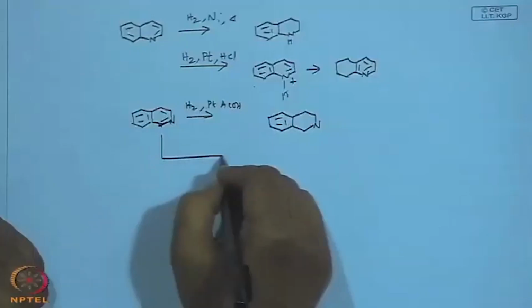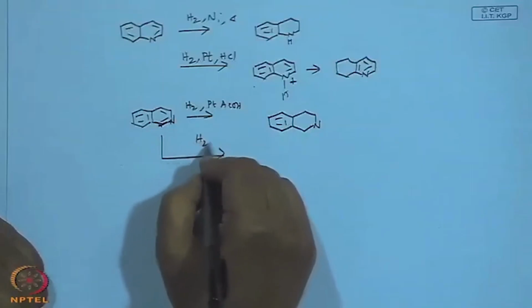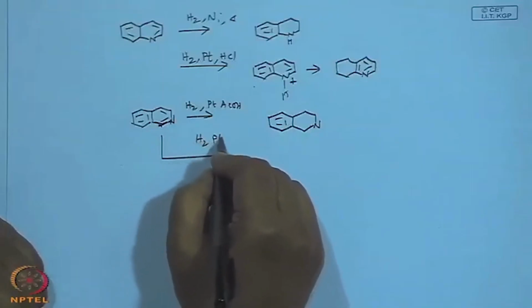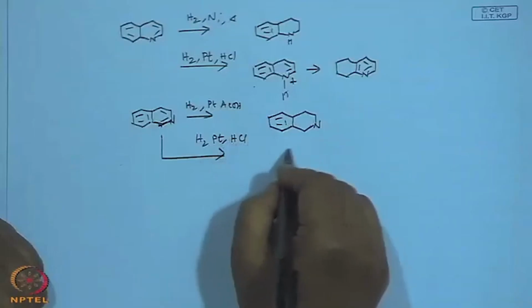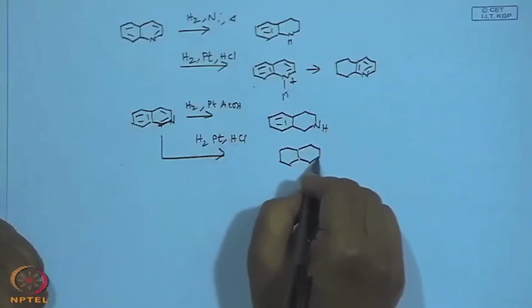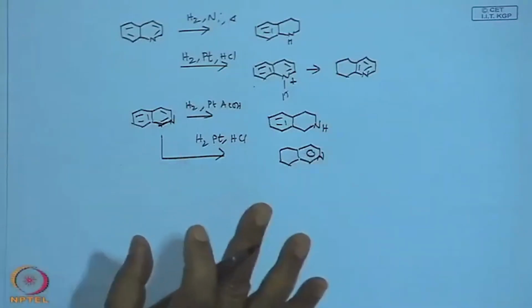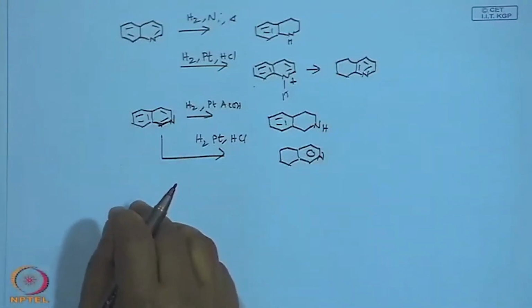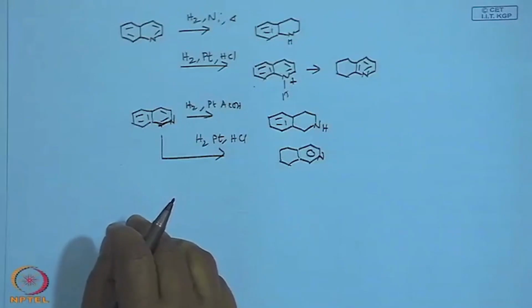Acetic acid is not that strong an acid to protonate the nitrogen. Okay. So, if you now protonate with a stronger acid, let us say hydrogen and platinum and then HCl, then of course the answer would be otherwise. Okay. So, this is just a nice trick actually to switch over. Now, let us look at a case here, little different.